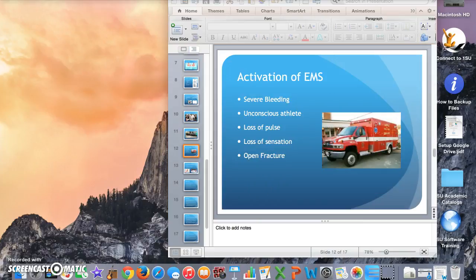On this slide, you're going to determine whether or not activation of EMS needs to be done. You're going to assess this by if the athlete is unconscious, if there's a loss of pulse, or if there's severe bleeding which cannot be stopped. You will also need to call EMS if there's a loss of sensation or if an open fracture is detected.